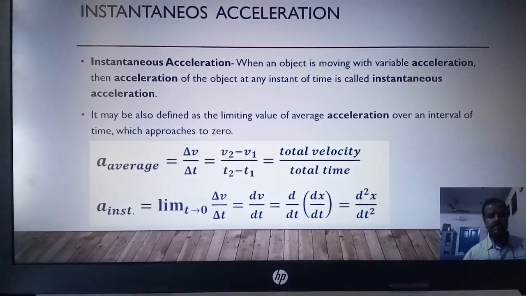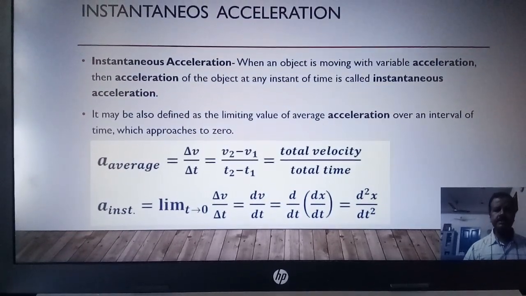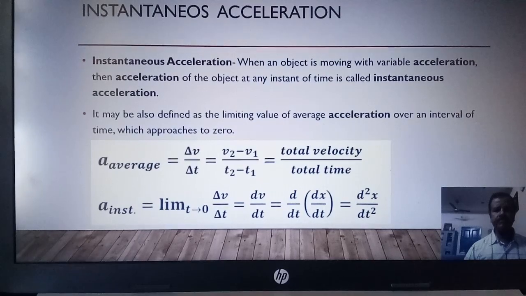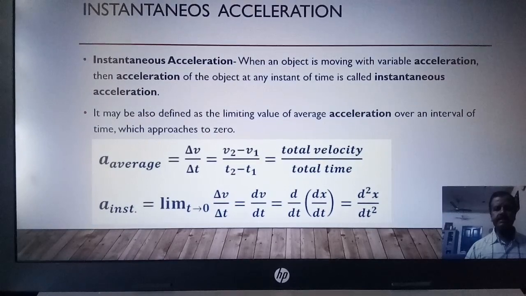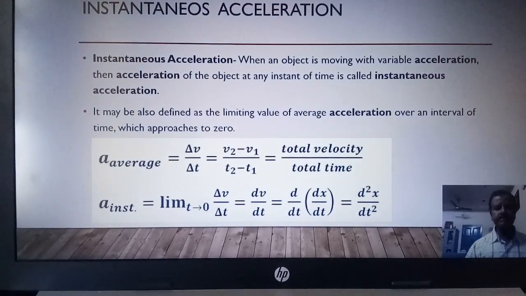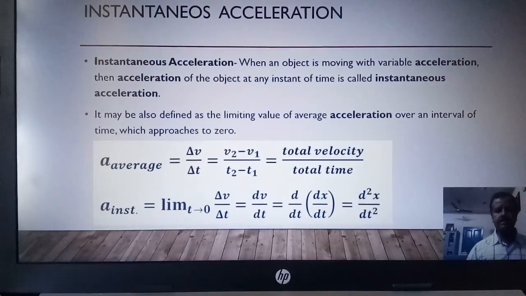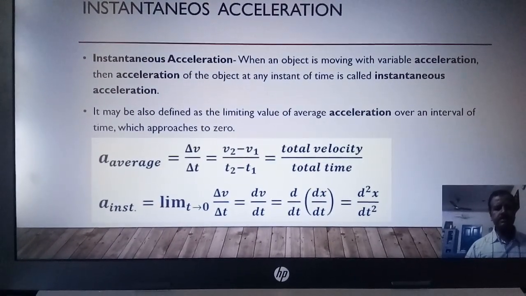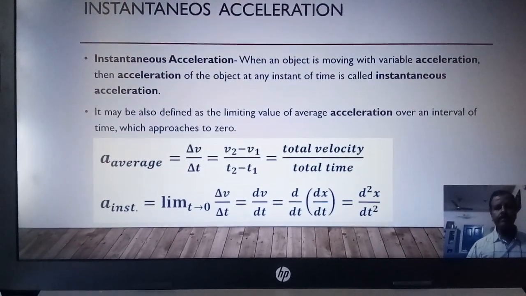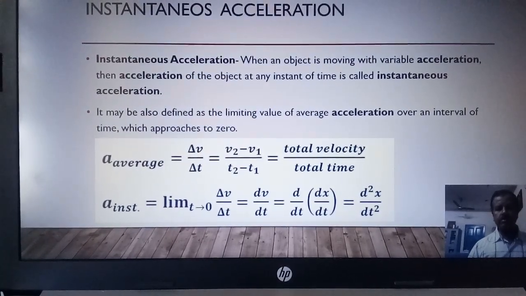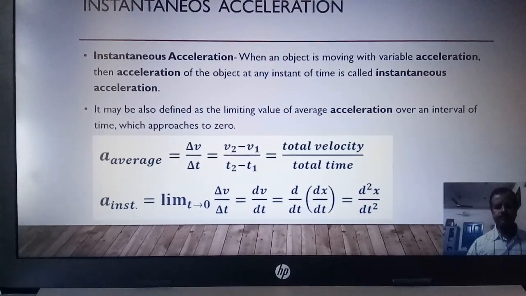Now again, instantaneous acceleration. As we defined instantaneous velocity earlier, here it is instantaneous acceleration. The acceleration of an object at that instant of time is called instantaneous acceleration. We should go by the meaning of the term instantaneous. Instantaneous means at that particular instant of time. What is its acceleration? So that gives us instantaneous acceleration. It may be defined as the limiting value of average acceleration over an interval of time which approaches 0.